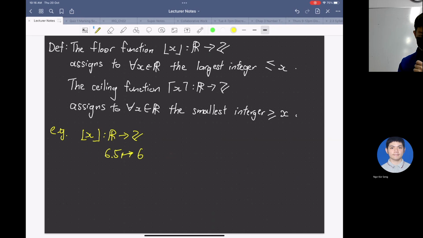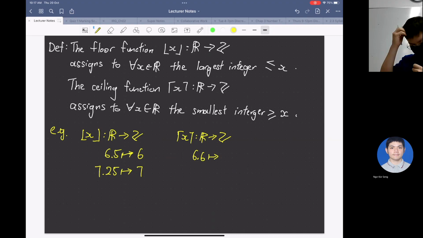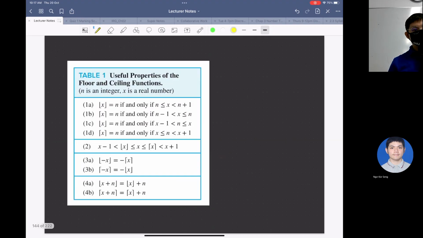6. Okay. What's the floor of 7.25? 7. So what's the ceiling of 6.6? 7. What's the ceiling of 7.25? 8. Yes, good. Okay. So floor and ceiling functions satisfy some nice properties.